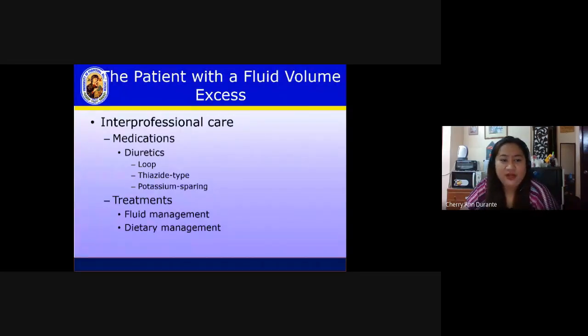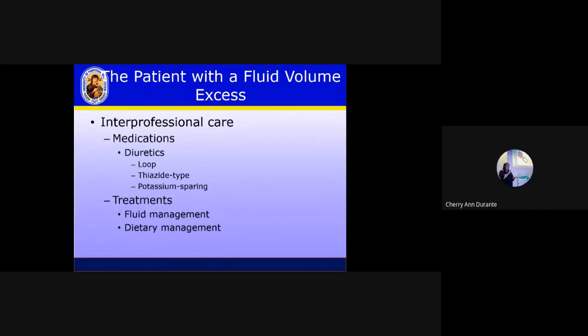Okay. And then look at the treatment. So you have your fluid management and your dietary management. Okay. So it means that, okay, wait lang, may dadaan. Okay. So kapag fluid management, so syempre fluid volume excess na siya. Naka-strict I and O monitoring ka. Tapos, posible na magkaroon ka rin ng fluid restrictions.